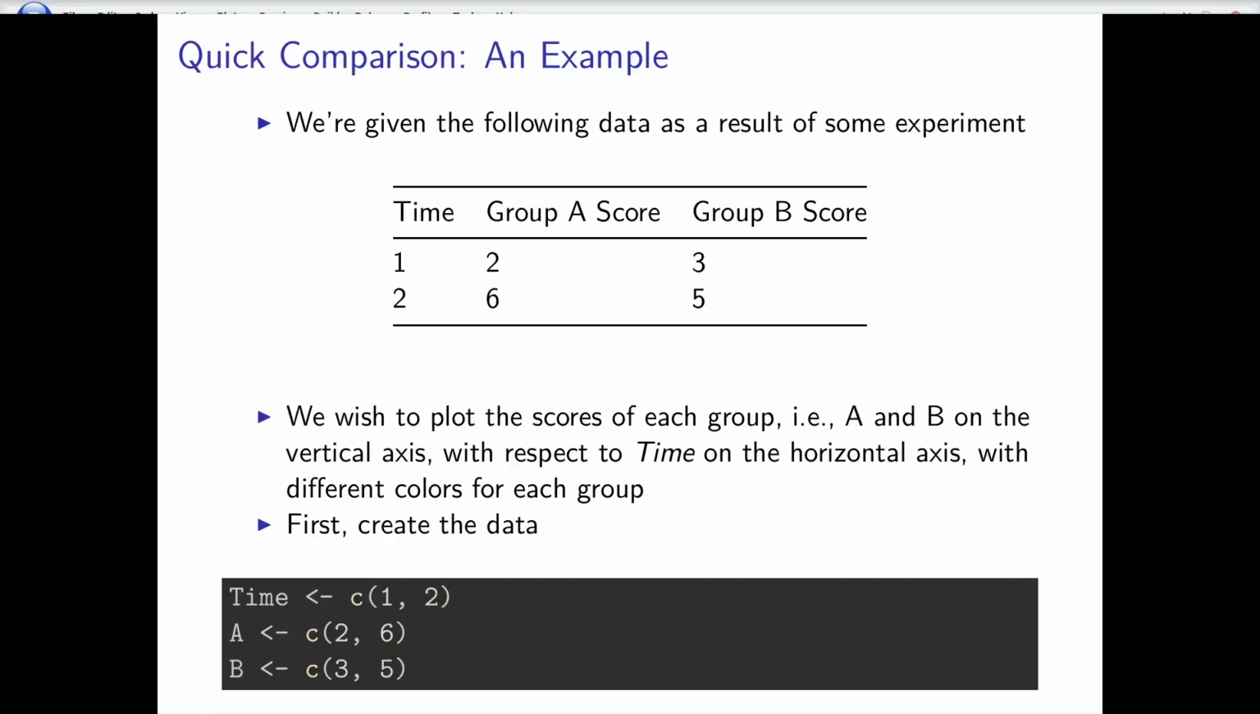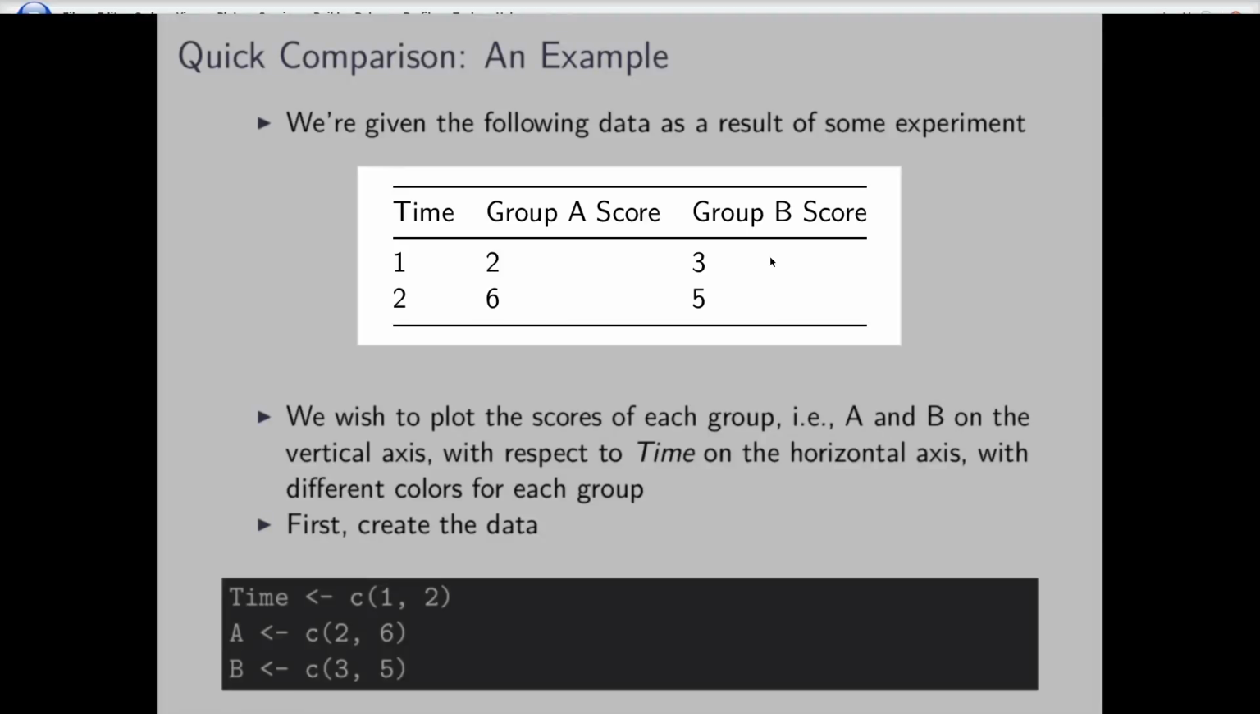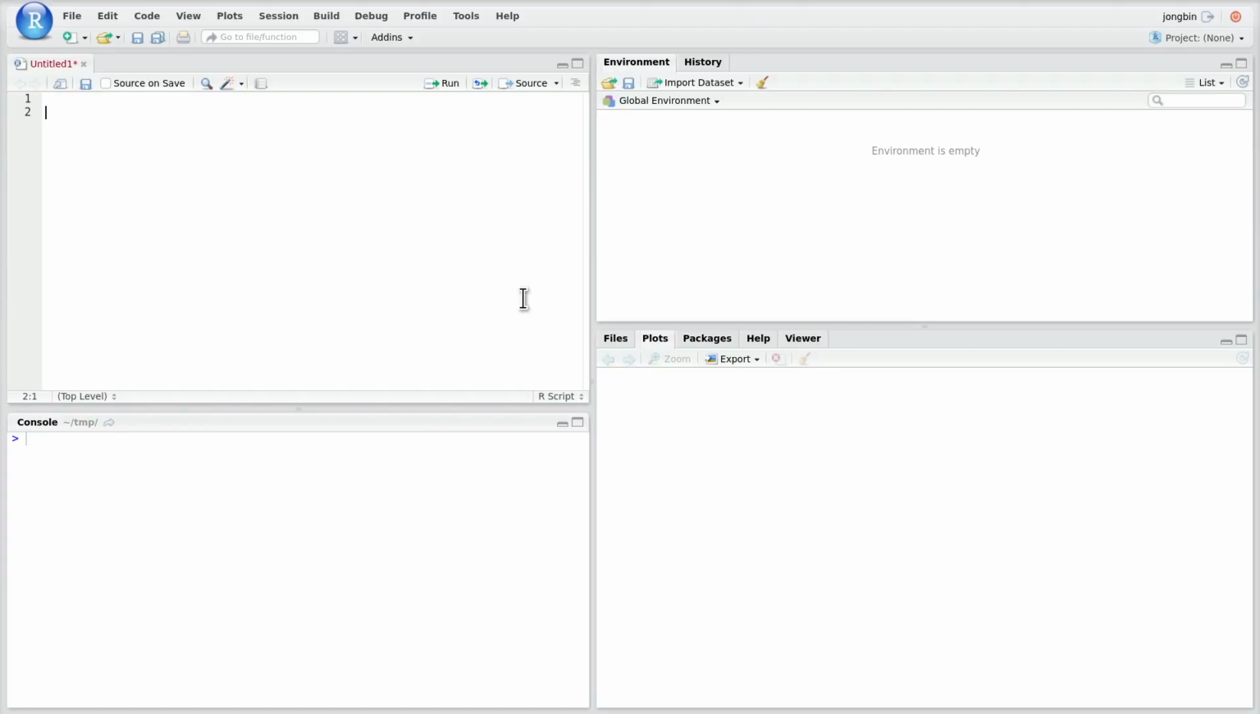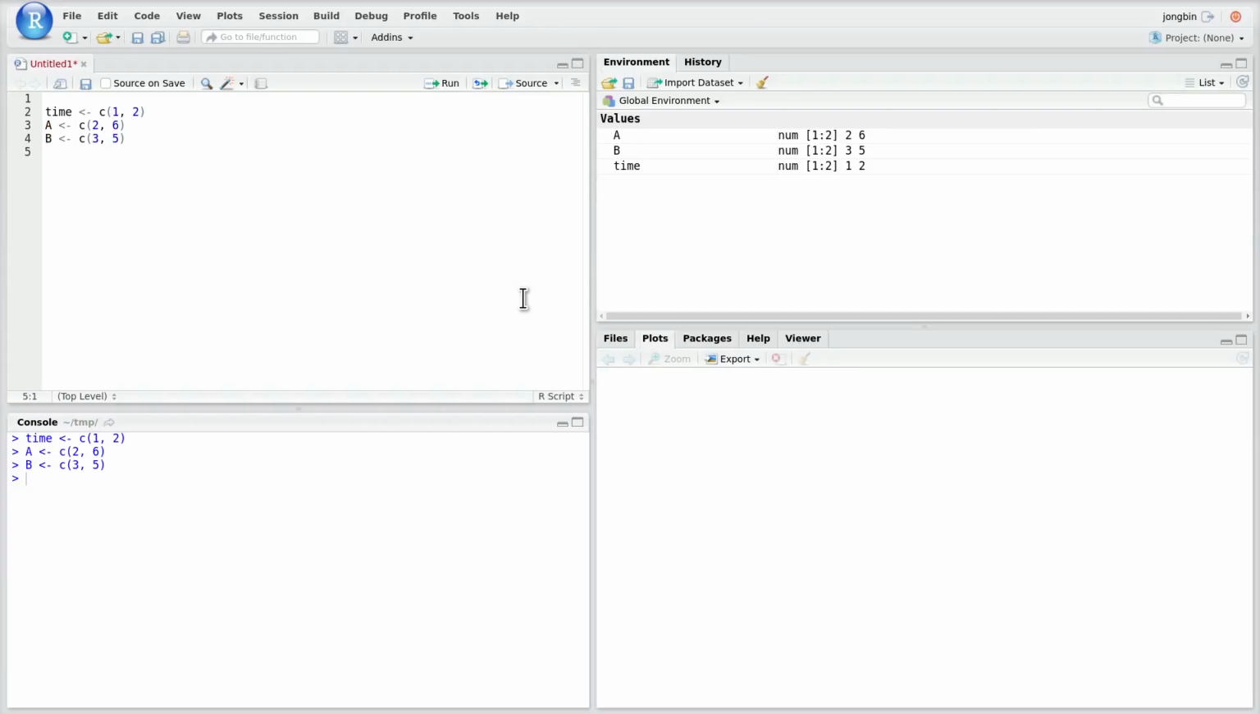Okay, say we have this table here. So we have two groups, Group A and Group B. They each have some kind of score, a measurement that we got at time 1 and 2. Now we want to draw a line, for example, for each group, where the x-axis is the time. So let's just generate that data. So time is 1, 2, and we have Group A with scores 2, 6. We have Group B with scores 3, 5. Okay, so I'm going to generate that data.